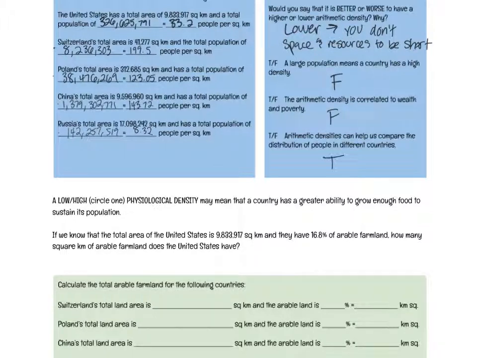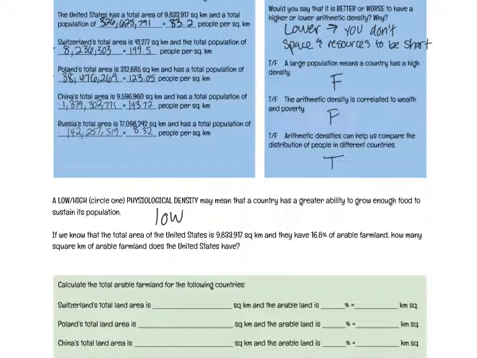Yeah, arable land, right? Okay, so the amount of land that is able to sustain the group of people. You're looking at all of the numbers of population divided by the arable land, the amount of land that can produce food, basically, the farmable land. So do you need a low or high physiological density to mean that there's a greater ability to grow enough food? Low. Why? So there can be more food per person. Yes, low. You want that number to be low because then that means you can have enough food for the people there.